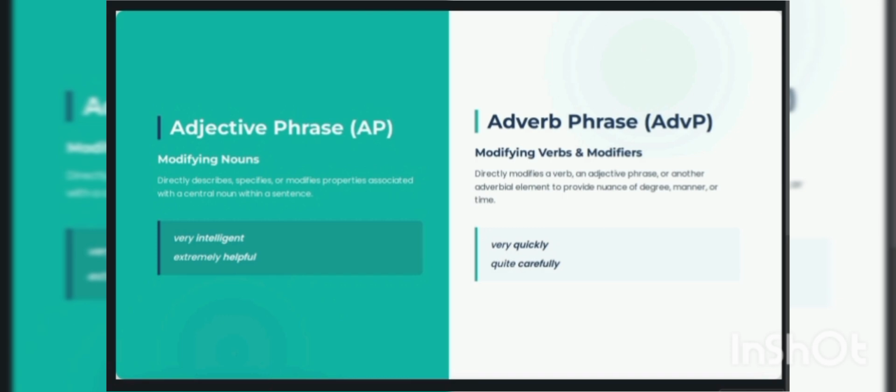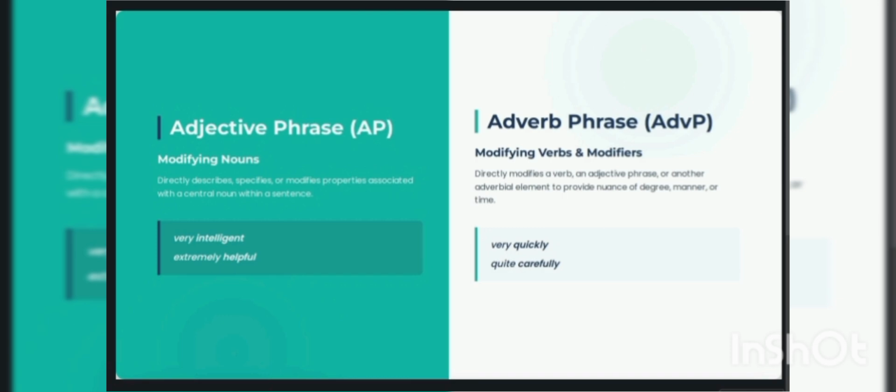Next are the adjective phrase and the adverb phrase. Now let's discuss two related phrases: adjective phrases and adverb phrases. An adjective phrase is built around an adjective and provides more information about a noun. For example, very intelligent, extremely helpful. In both examples, the adverbs very and extremely intensify the adjectives. For example, she is very intelligent. The adjective phrase describes the subject.